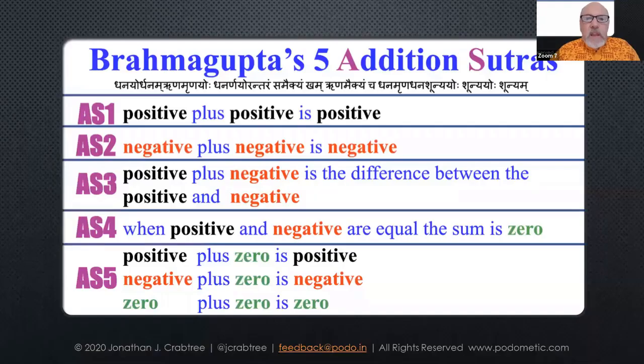And then what I've done is I've pulled out of the Sanskrit various laws or sutras. So you can see here I've got Brahmagupta's 5 addition sutras or addition laws, and there's the original Sanskrit in the top line, and then there's the 5 laws or sutras as documented in the year 628.